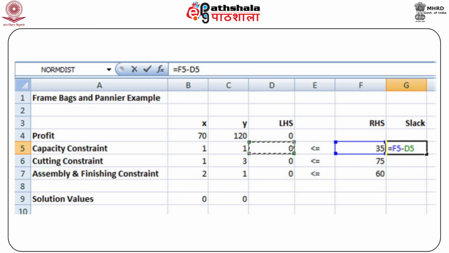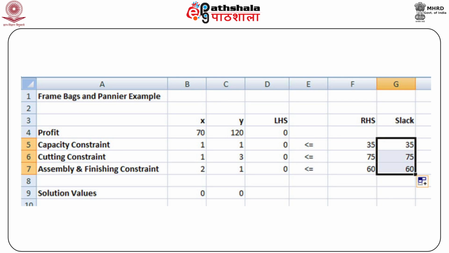Now, we will utilize a fill to put the entries under the slack label. The slack is the difference between the right hand side and the left hand side of a constraint. Left mouse click on cell G5. In the formula bar, type F5 minus D5. Now press enter to calculate the slack for the capacity constraint. This value is the difference between the right hand side and the left hand side of the capacity constraint. Now left click the mouse in cell G5 again. Use the fill handle to fill the cells G6 and G7.